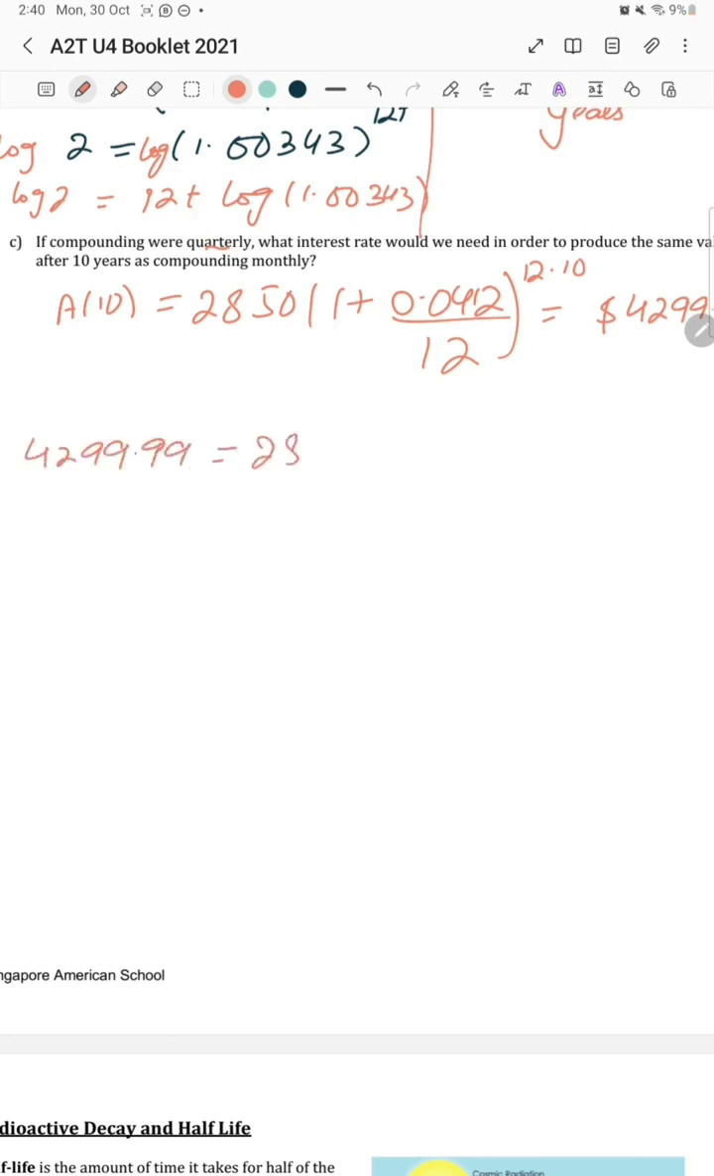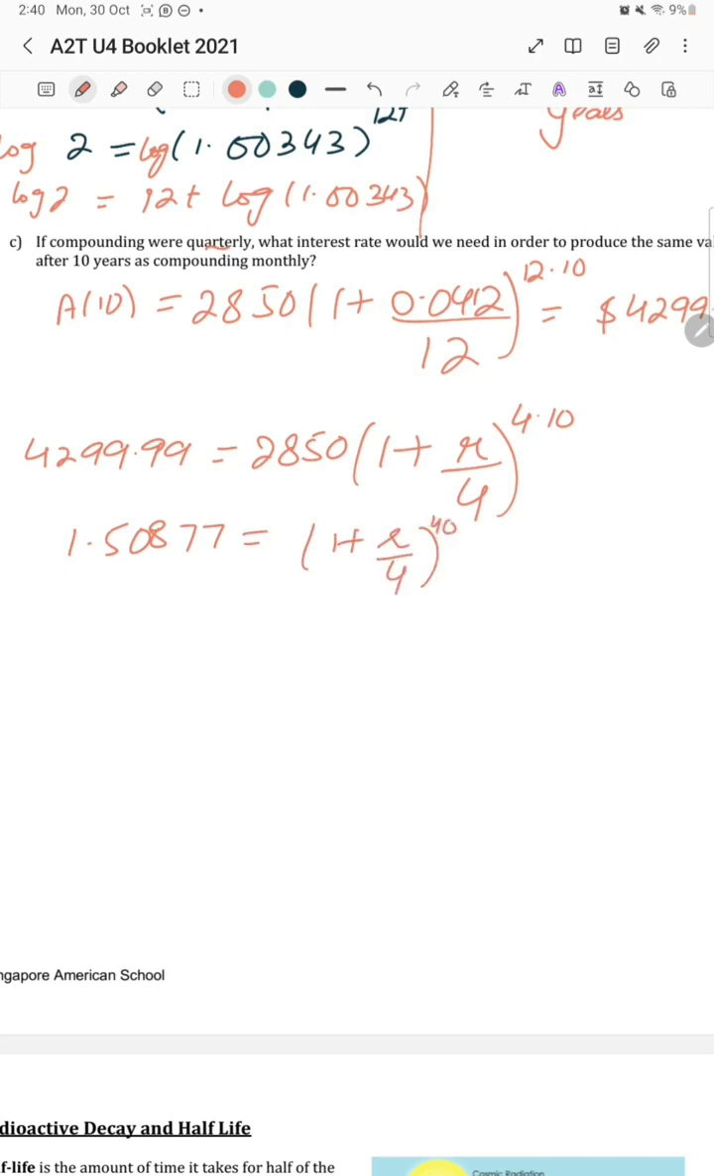Okay, the next is, if compounded quarterly, now we need 4299.99, which is equal to 2850 times 1 plus r over 4, because now we're going for compounded quarterly. So it's going to be 4 into 10 years, because it was 10 years. So dividing this, we will get 1.50877, which is equal to 1 plus r over 4, to the power 40.